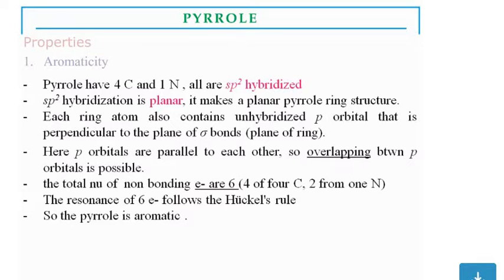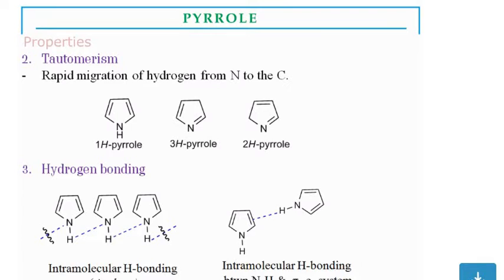The total number of non-bonding electrons is 6, 4 from 4 carbon and 2 from 1 nitrogen. The resonance of 6 electrons follows Hückel's rule, so pyrrole is aromatic. Look at here, tautomerism: 1H pyrrole, 3H pyrrole and 2H pyrrole. Hydrogen bonding, intermolecular and intramolecular.